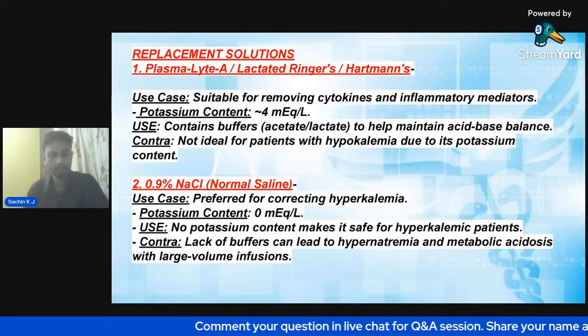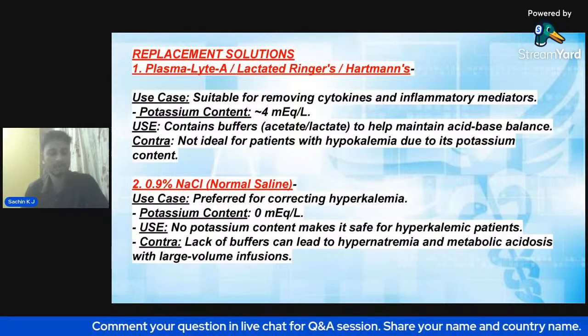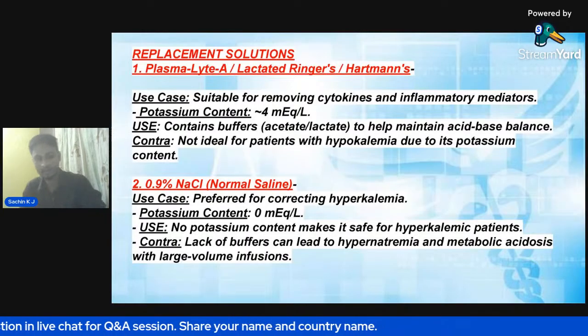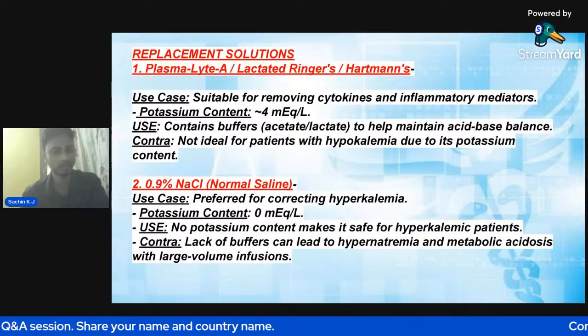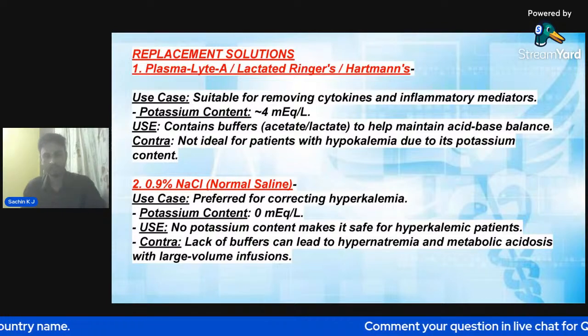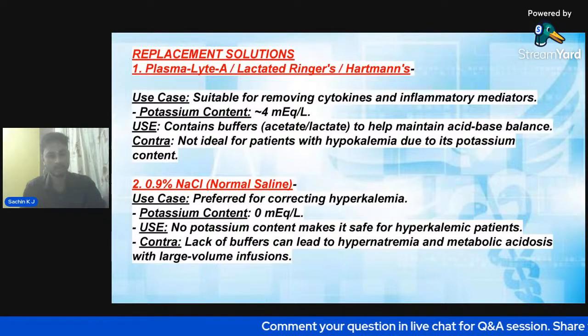And 0.9% NS is preferred for correcting hyperkalemia. It is very useful in hyperkalemia corrections. Potassium content is 0 milliequivalent actually. Since there is no potassium content, it is safe for a hyperkalemic patient.